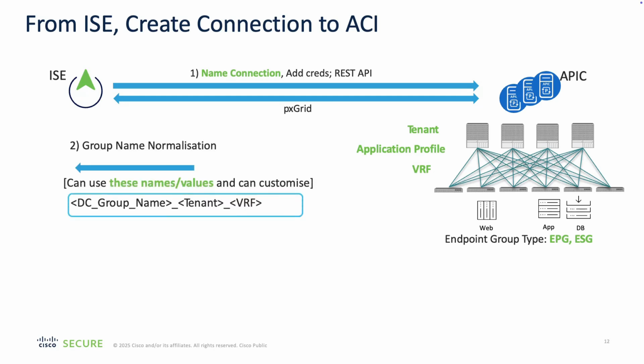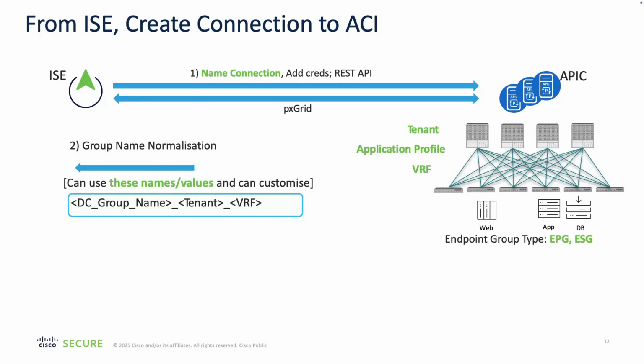Then there's the group name normalization. Now you want to tell the system what names of groups you want to use. You can use, for example, an admin in ISE. If you're learning a group from ACI, why not put a prefix on that name, like just put ACI on the front of it, so that each of the groups in ISE, if you've got ACI on the front, you'll know that it's come from the ACI domain.